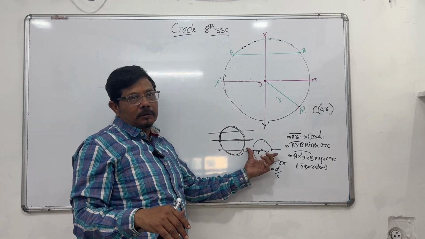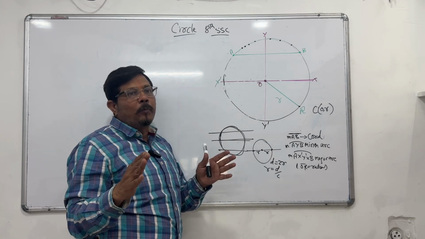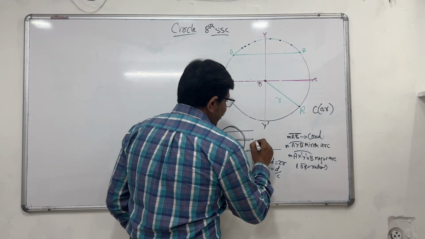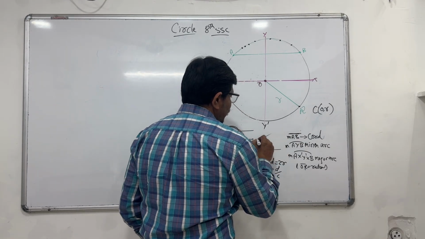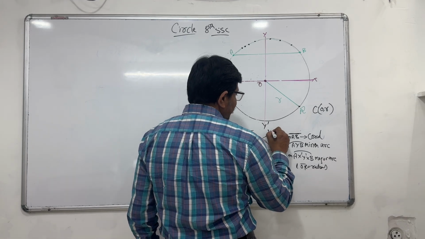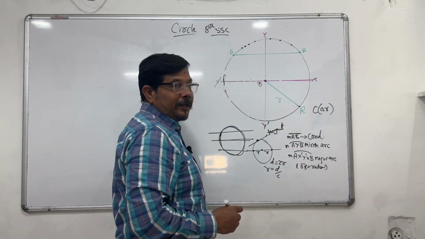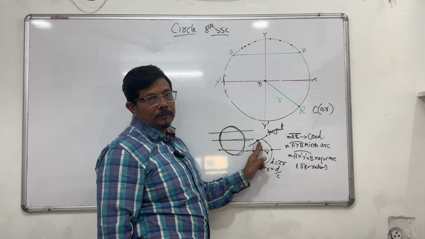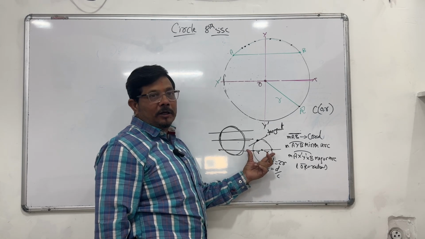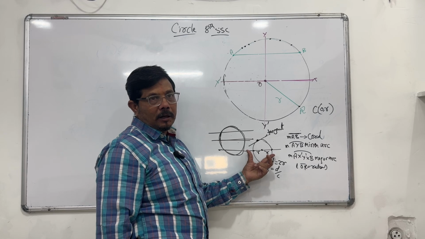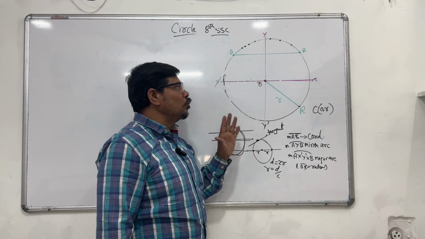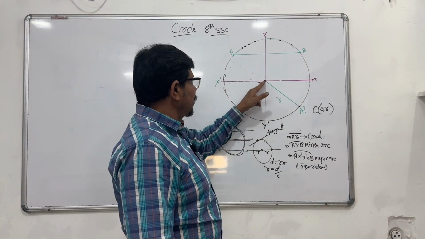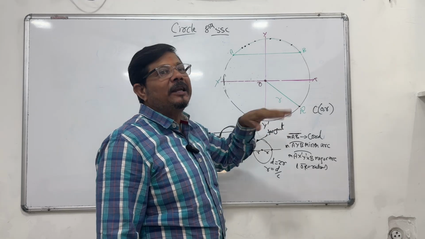So, in a circle, a line cutting the circle at 2 points and coming out of the circle is called secant. Secant cuts the circle at 2 points, not more than 2 points. If any line touches a single point in a circle, it is called tangent. This is a tangent, touching a single point on the circle. And when it cuts 2 points of the circle, that is called secant.